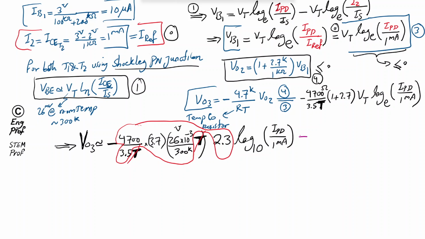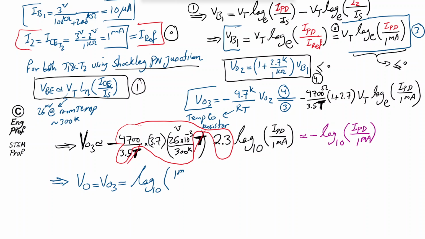So we're going to get very close to minus log base 10 of IPD over 1 milliamp, which of course we can push this minus into the argument of the logarithm and then just swap the denominator and numerator. So finally, I can just write that the output of the circuit, or basically the voltage at the output of op-amp 3, is log base 10 of 1 milliamp divided by IPD. That's it. This is what I needed to show. And this is the formula for the output of the circuit.